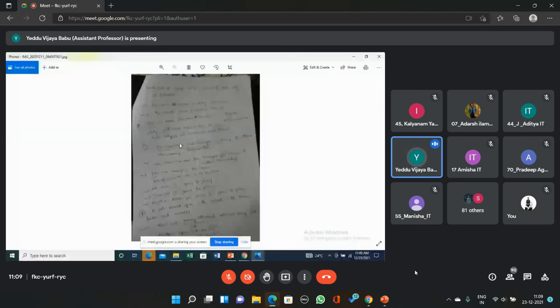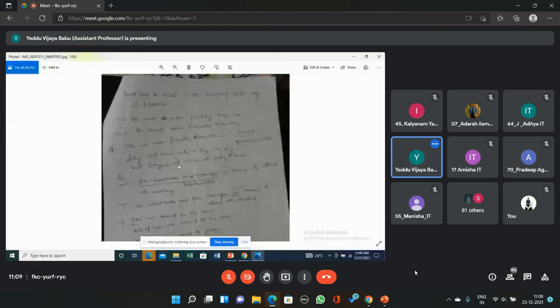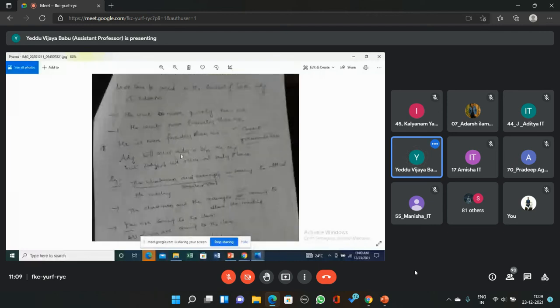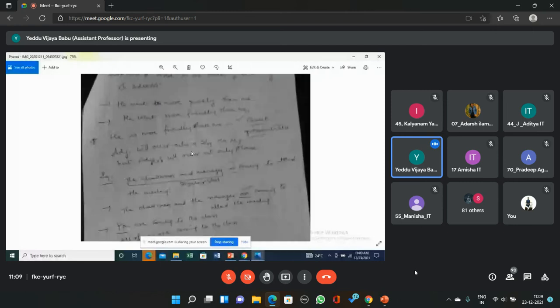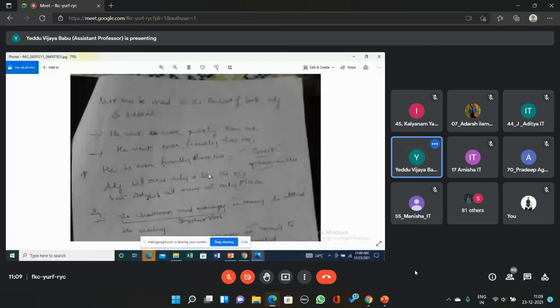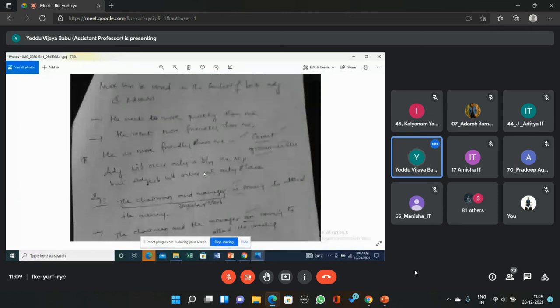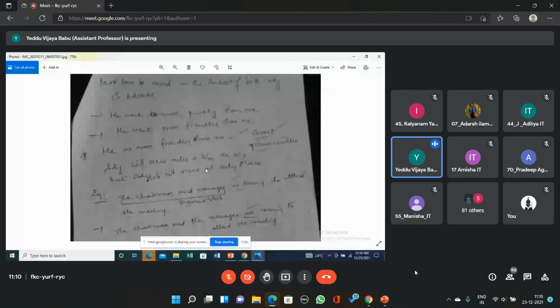Now some more examples are cited here. More can be used in the context of both adjectives and adverbs. Okay, he went more quickly than me. He went more friendly than me. Okay, he is more friendly than me. What is the correct sentence here? He is more friendly than me.